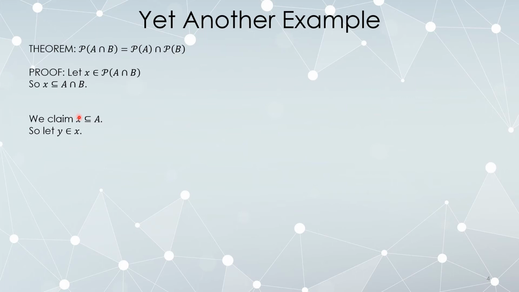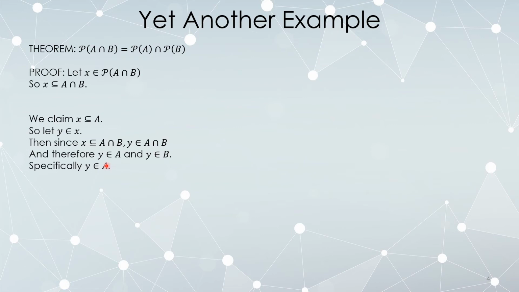How do I prove X is a subset of A? That's a conditional statement. So assume Y is an element of X. Notice that now X is some sort of set. It's a subset of A. Since X is a subset of A intersect B, if Y is an element of X and X is a subset of that, then Y must be an element of A intersect B. Therefore, Y is an element of A and Y is an element of B. Specifically, Y must be an element of A. So if Y is an element of X, then Y is an element of A. That proves X is a subset of A.